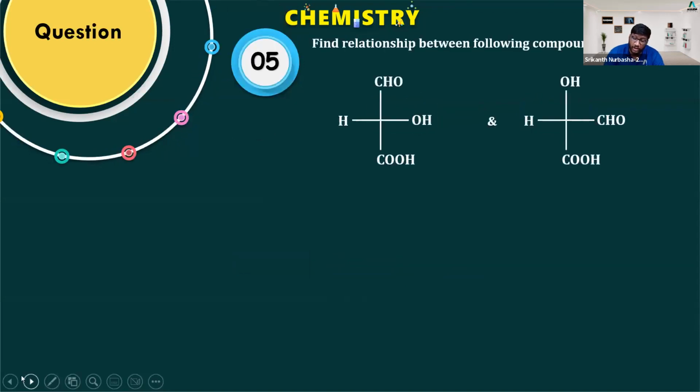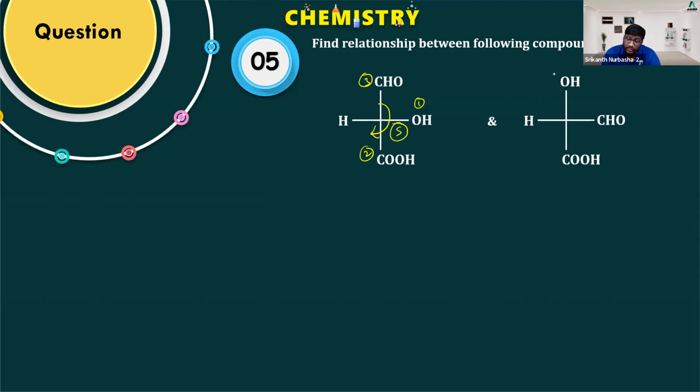Find the relationship between these two following compounds. CHO, OH, COH, OH, CHO, COH. You can do interchanges and then look at non-superimposable mirror images or not. You can also give the priority order. Oxygen gets the first priority, C double bond OH will get the second priority, CHO third priority. 1 to 2, 2 to 3, how are we going? Clockwise direction, and the fourth priority group is on the horizontal line, so it should be S.